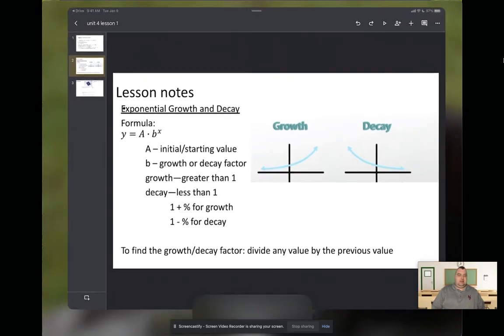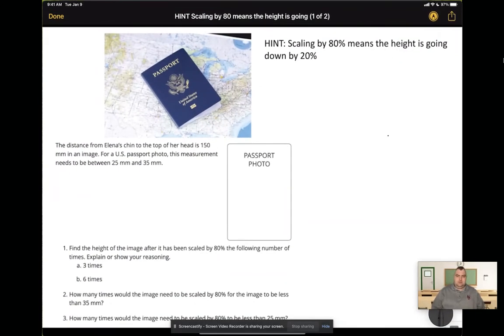With that in mind, let's take a look at the examples for this lesson. So here we're going to talk about a problem involving a U.S. passport photo. The distance from Elena's chin to the top of her head is 150 millimeters in an image. For a U.S. passport photo, this measurement needs to be between 25 and 35 millimeters. Find the height of the image after it has been scaled by 80% the following number of times. Explain or show your reasoning.